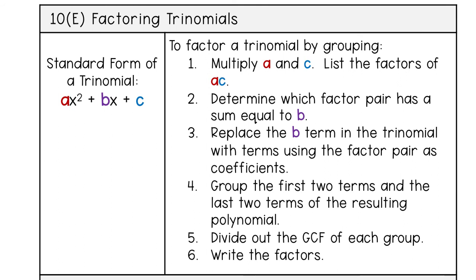Determine which of those factors, so when I say factors, we're going to do this here, a times c. So over here we're multiplying, and we want to know which one equals b when you're adding. Then you're going to replace that b term with the two numbers that you got here, group the first two terms and the last two terms, divide out the GCF, and then write our factors. So it's easier to remember when we start working, so let's look at our first one.